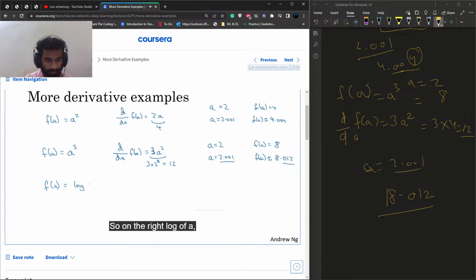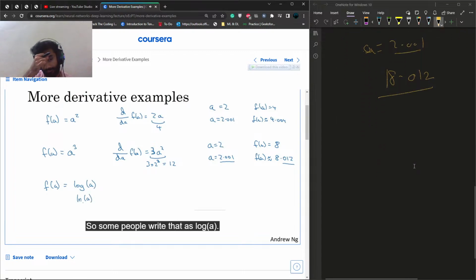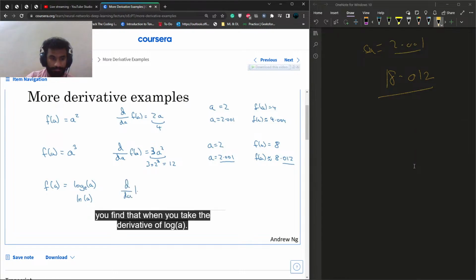So I'm going to write log of a, and I'm going to use this as the base e logarithm. So some people write that as ln of a. So if you go to a calculus textbook, you find that when you take the derivative of log of a, right, so this is a function that I guess looks like that. The slope of this function is given by 1 over a.